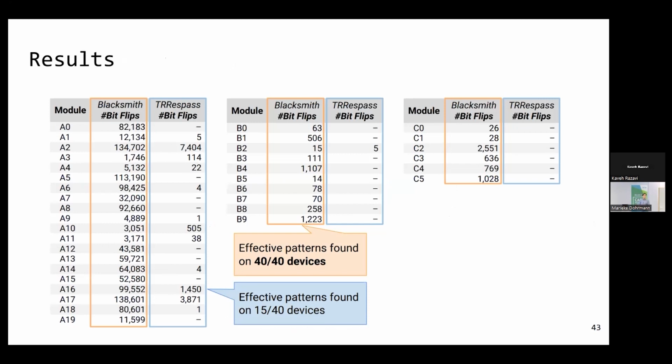The results were much better than we expected. Actually, we could find bit flips on 40 newer devices that we had bought. Here I have the different vendors: Samsung, I think, Micron and Hynix. We had TRRespass from before, and you can see that in many cases it does not trigger bit flips. And then with Blacksmith, we could find bit flips on all of them, and in many cases orders of magnitude more bit flips.